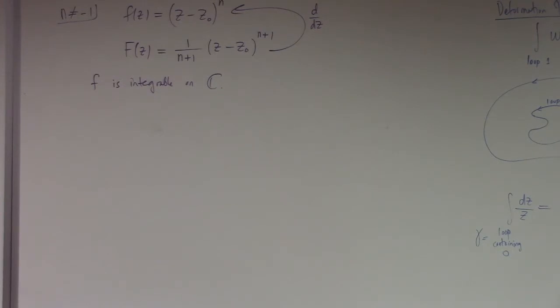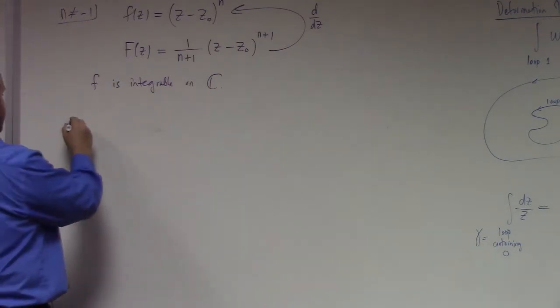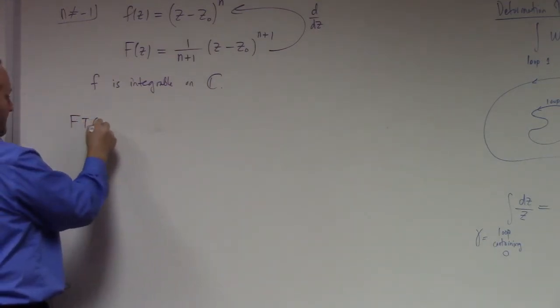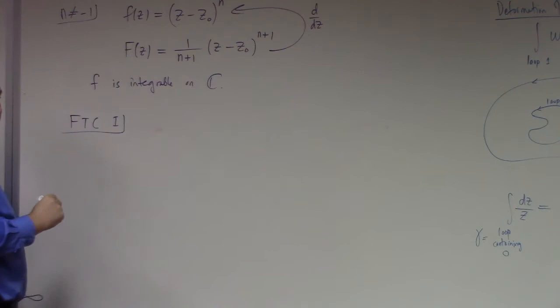We usually call it FTC1, right? What was FTC1? In usual calculus, it's d/dx of the integral from a to x of f(t) dt is f(x). Right? The derivative of an integral with variable bounds is just the integrand again, evaluated at the upper bound.